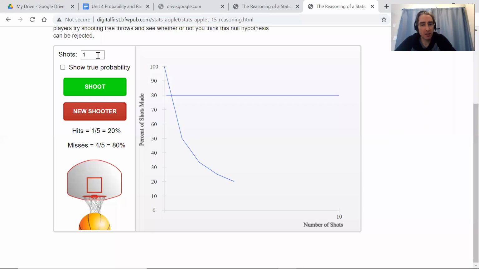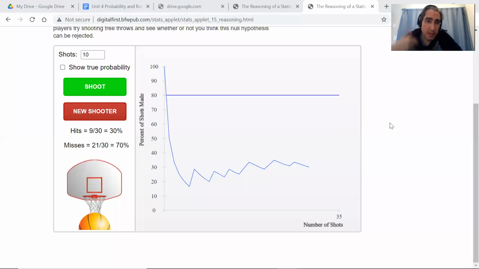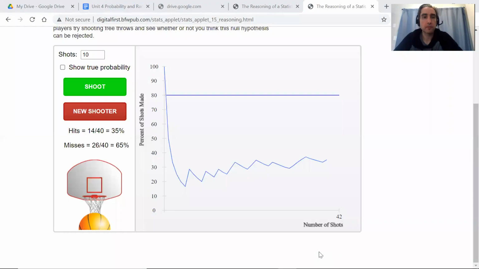We're going to speed the process along and do 5 shots at a time. All right, so after 10 shots, I'm at 20%. 15 shots, I'm now at 27%, so I've gone up a little bit. After 20 shots, I'm now at 30%, doing better. All right, I bumped it up to 10 shots at a time now. I'm at 30 shots here. I'm still at 30%. Okay, after 40 shots, I'm now hitting 35%.